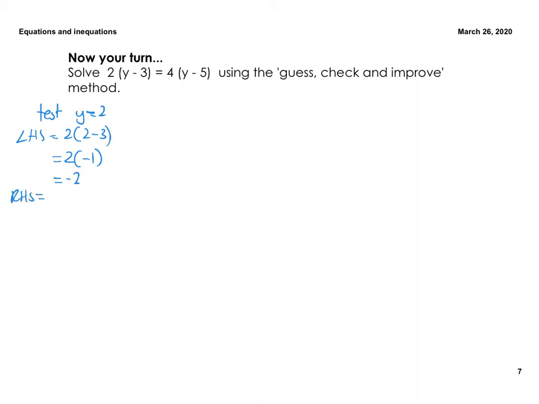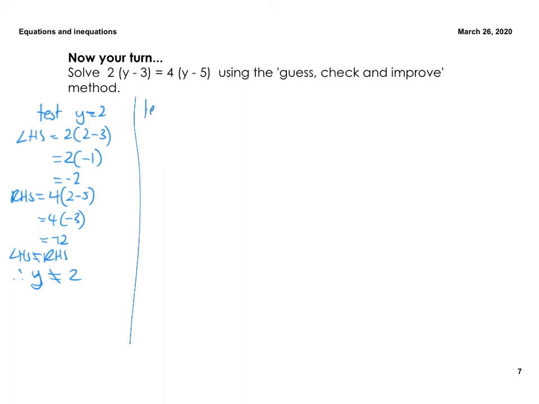RHS, 4(2 take away 5), 4 multiplied by negative 3, which is negative 12. LHS does not equal RHS, therefore y does not equal 2. You can see this time these answers are a little bit off, so I might test something a bit different to 2. Let's test, say, 6. Test y equals 6.